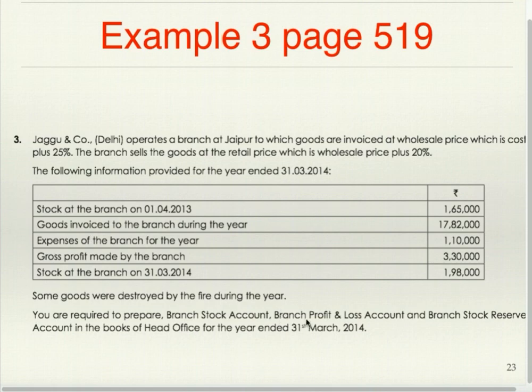Then branch profit and loss account. Gross profit will be credited, 3,30,000. Expenses will be debited. Whatever you get as balancing figure, lost by fire, will be debited, and balancing figure will be net profit.